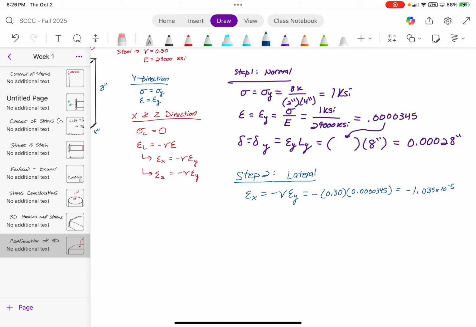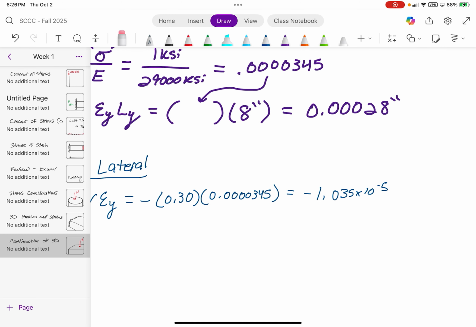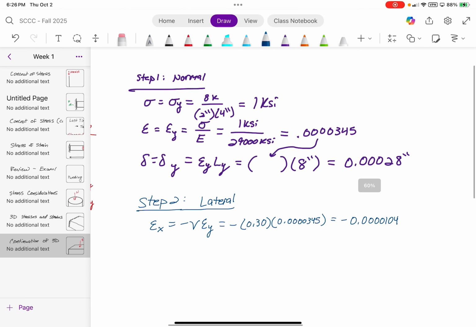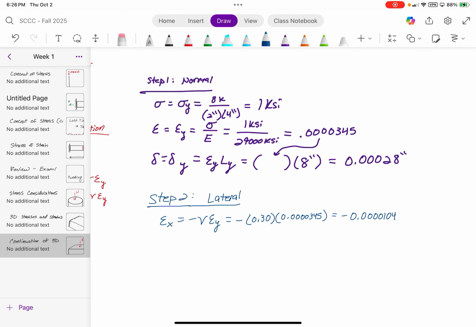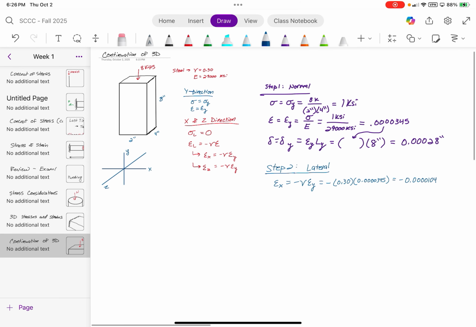I'm going to rewrite it slightly differently. Negative 0.0000104. But I want to show you guys something really quickly. Let's pay close attention to the direction that this force is going, because this is going to affect all of our numbers moving forward.